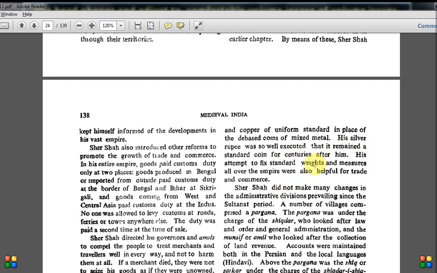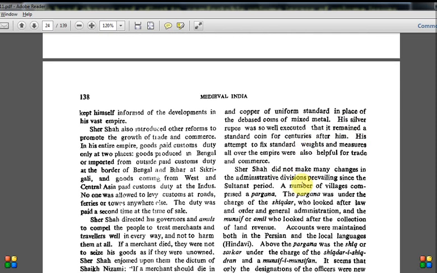So he had the standard weights and measures also. Okay, these are important because in the Alauddin Khilji time also you would have learned the same thing. So UPSC can confuse you with these two things. Actually, Alauddin Khilji's things were copied by Sher Shah, and Sher Shah's things will later be copied by Akbar. Okay, that is how it went.